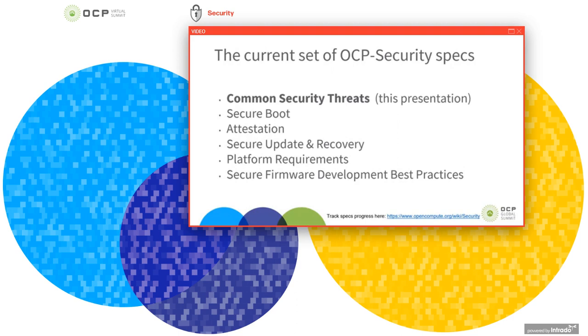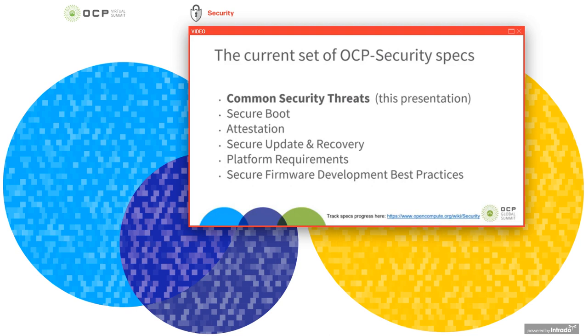So first, let's talk about what specs actually exist. If you go to the wiki page of the security workgroup, you'll see the full list of specs, and it's being updated as we decide on new specs, and there is a list there for the meeting schedule, etc. So if you want to track the work of this workgroup, bookmark this link.